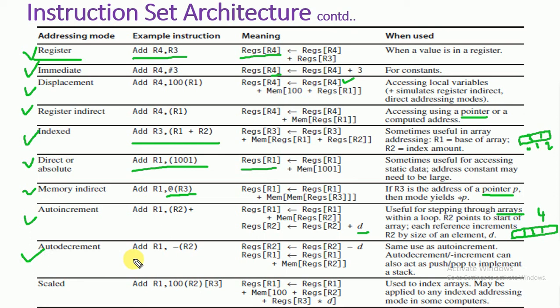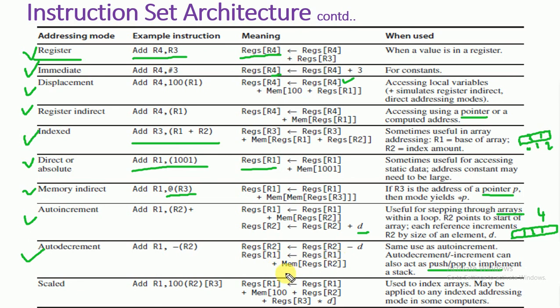Similarly, auto decrement. First of all, it will be decremented by 2. It is also used with, not array, but stack, for push and pop operations. We can use this decrement operation because from the stack we are popping the element, right? We are decrementing. So the register will be decremented by the size of the type of the element.